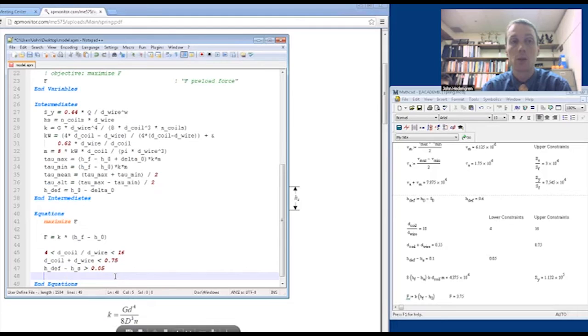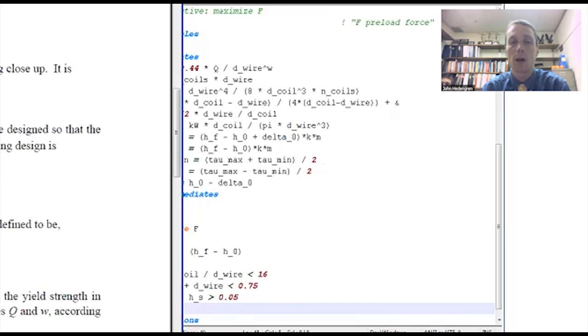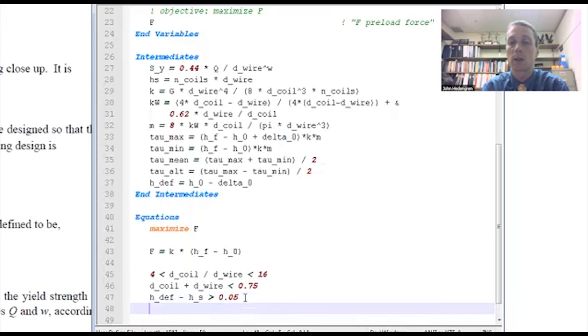Let's go back to our problem statement and try to work through this. We had another constraint here. We had some of these values. So how do we put those into the model? Well, one way is just directly into tau alternating has to be less than SE divided by SF.